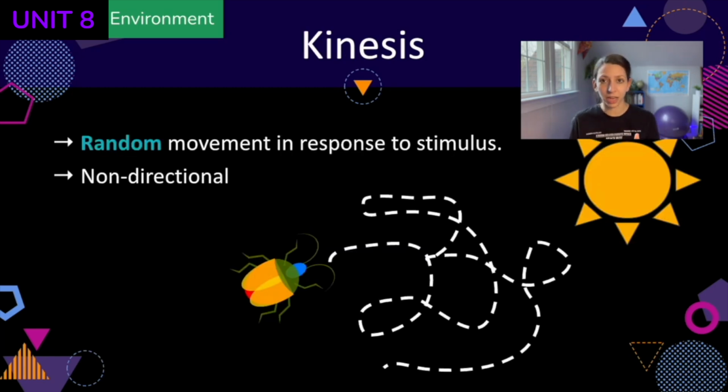Now, kinesis, on the other hand, is still movement in response to a stimulus, but it's random movement, it's non-directional. So if there's high humidity within an environment with a lot of pill bugs, they may not move around a lot because they're not searching for water. But when an environment is more dry, you might see more random movement with these pill bugs.